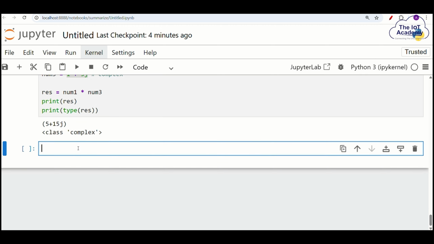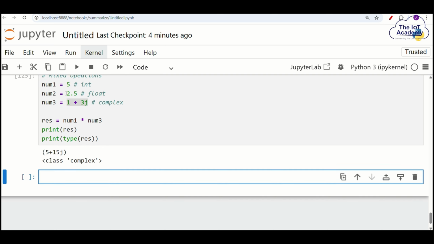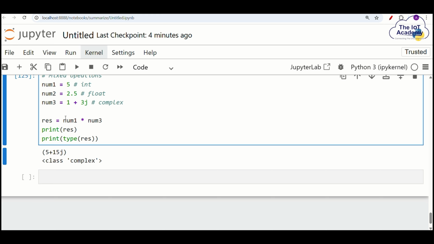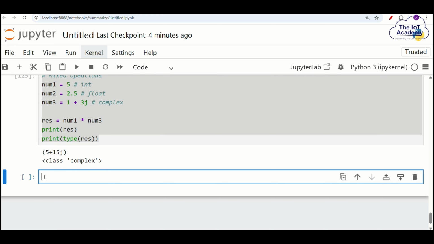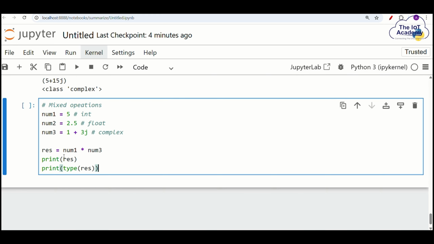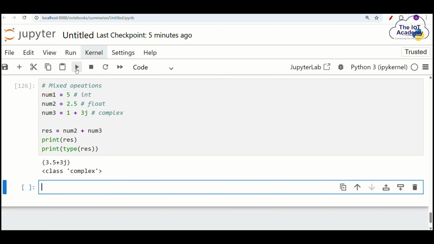Next step, what if you take a float and a complex number. So this is your float, your complex number. Let's see what it produces. All right, so float is your num2, and you are adding it to a complex number. Let's see what it produces.